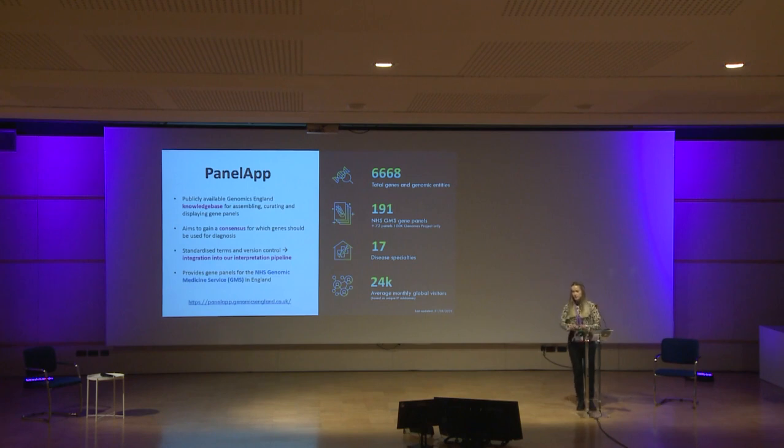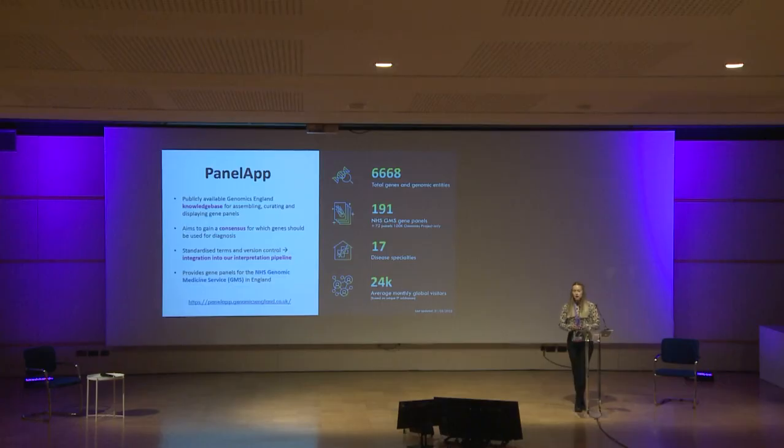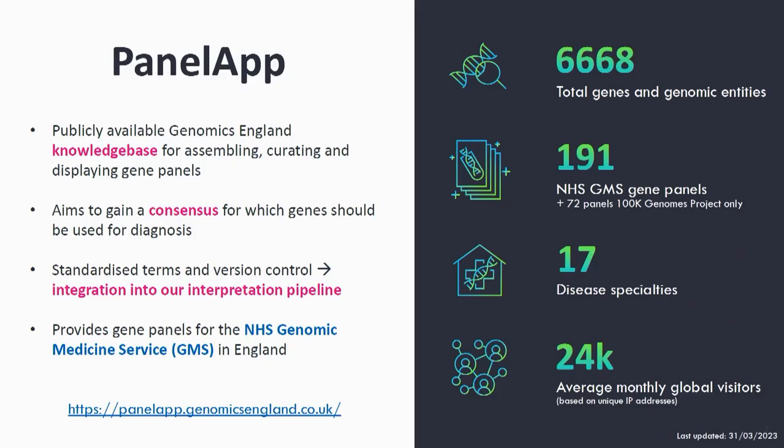Because the resource is version controlled and uses standardized fields and terminology, there is an ability to integrate it into a genomic analysis pipeline. And for this reason, it's really become an integral part of the NHS Genomic Medicine Service in England. And this is really the first national healthcare system to offer whole genome sequencing as part of routine care. So currently we have 191 gene panels relating to various clinical indications in 17 different disease specialties.